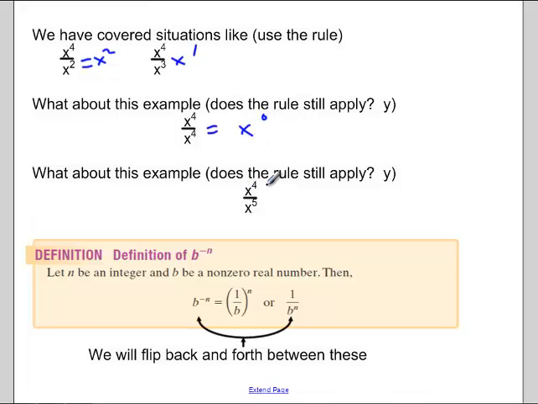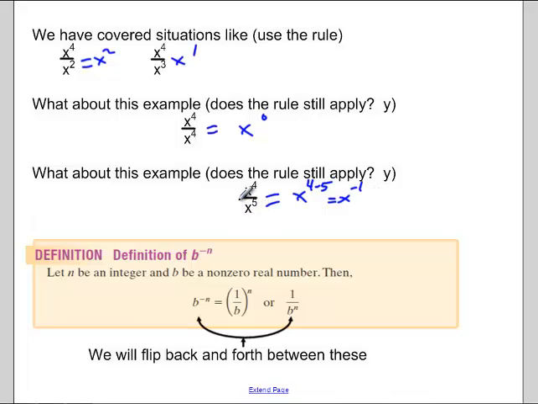Now what happens with this one here? Does the rule still apply that we've used here, where 4 minus 2 gives us 2, 4 minus 3 gives us 1, 4 minus 4 gives us 0, and 4 minus 5 gives us, what does that give us? x to the 4 minus 5 is the same thing as x to the minus 1.